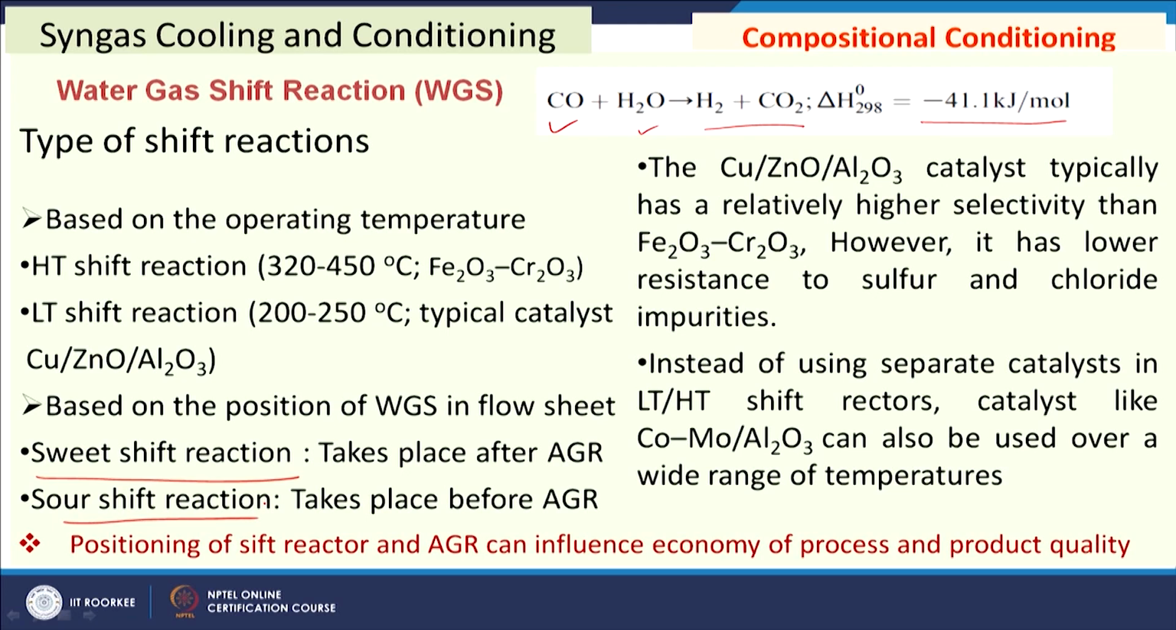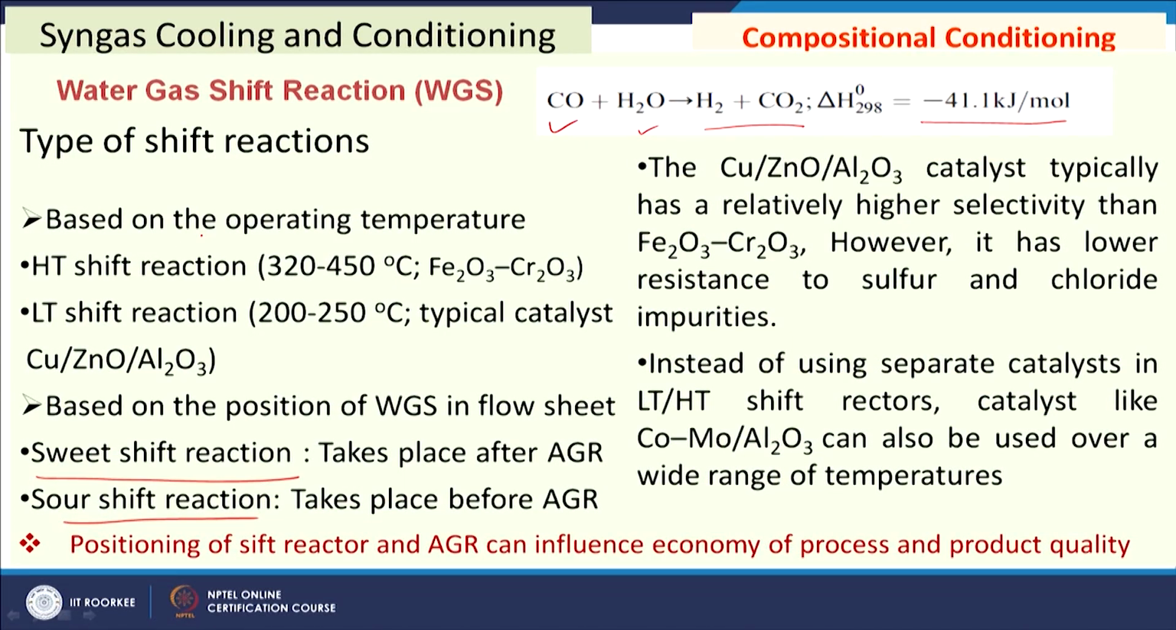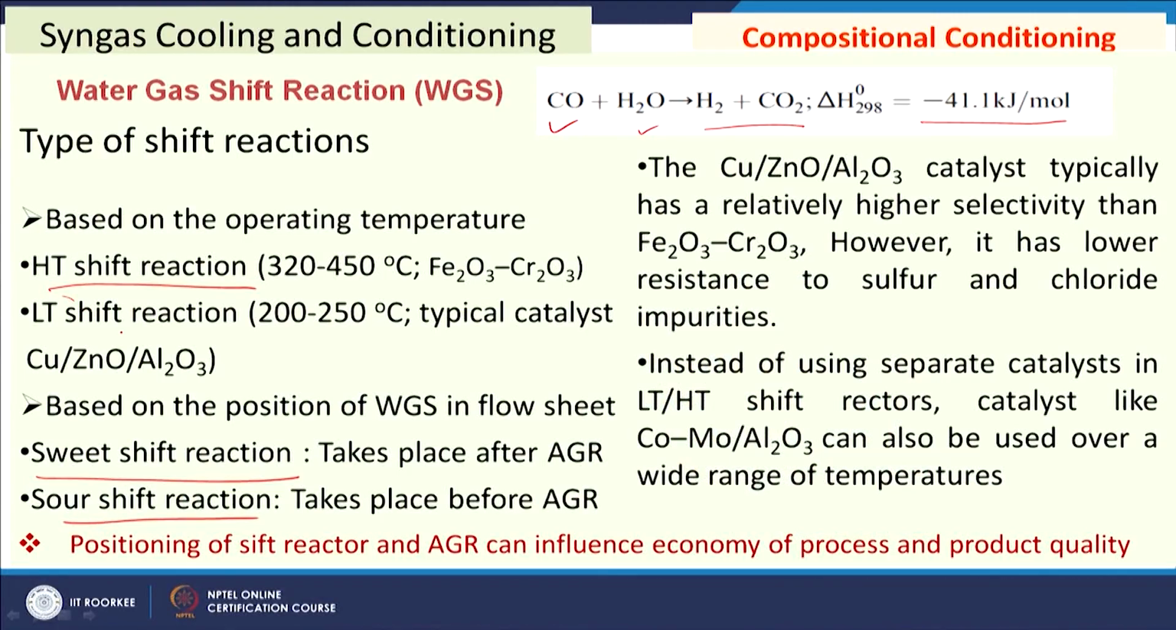These two reactions use different catalysts and different temperature ranges. So, we can have two types of shift reaction on the basis of temperature. One is high temperature shift reactions, another is low temperature shift reactions. High temperature means 320 to 450 degree centigrade, low means 200 to 250 degree centigrade. And we see the catalysts are different.